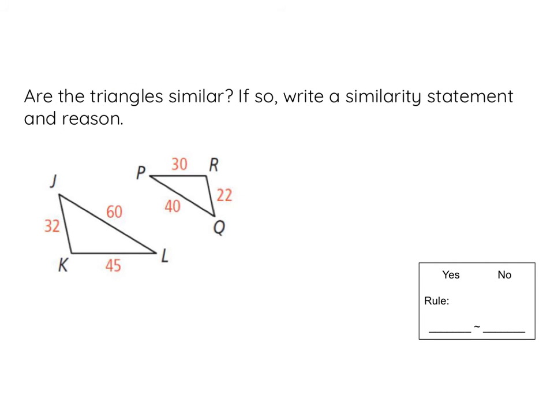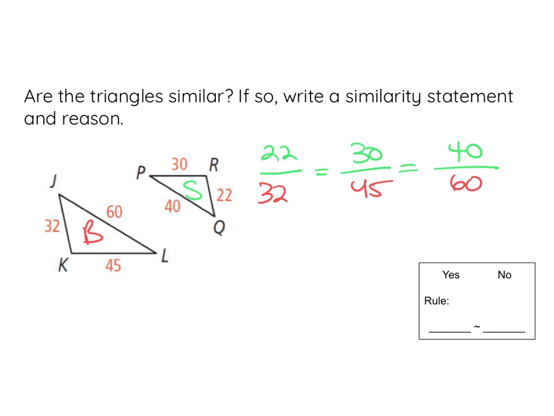Are these triangles similar? If so, write a similarity statement. Okay, so we have 3 sides, so we know right away if this is going to be similar, we're looking at side, side, side. So let's set up our 3 ratios. I'm going to start with my small one, and I'm going to go least to greatest, so 22, 30, and 40. And then I'm going to do my bigger triangle, and again, least to greatest, so 32, 45, and 60.